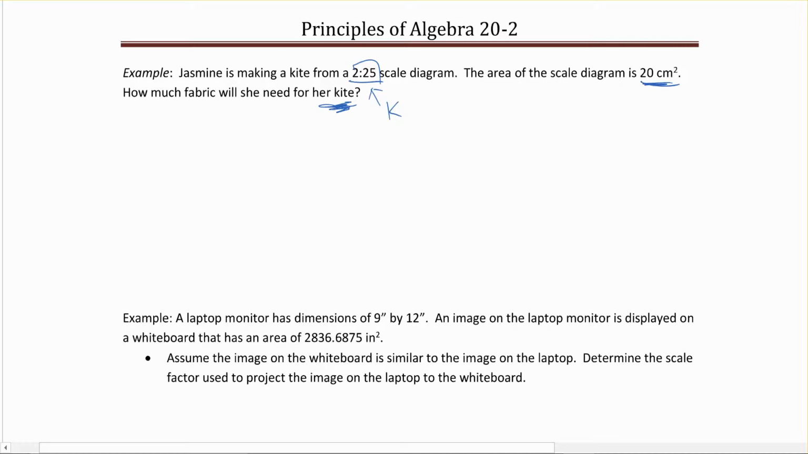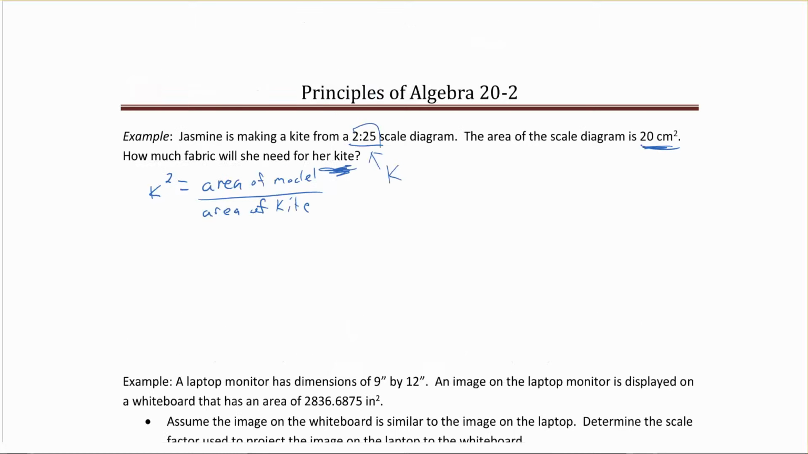So I wrote my formula out. In this case, we'll say area of the model, or the area of the scale diagram, same thing, over the area of the kite. So that's our formula, right? So all we need to do is fill in what we know. Instead of writing it as 2 to 25, I'm going to write that as 2 over 25 squared is equal to, and now the area of the model, the top one, I know that's 20. So I'm going to put in 20 over, now I don't know the bottom.